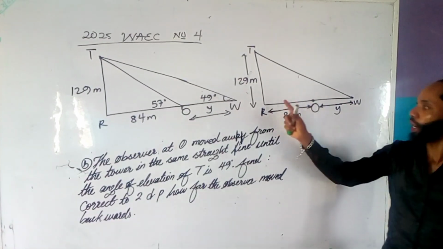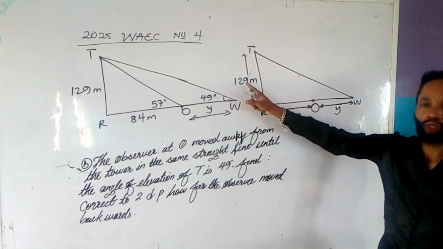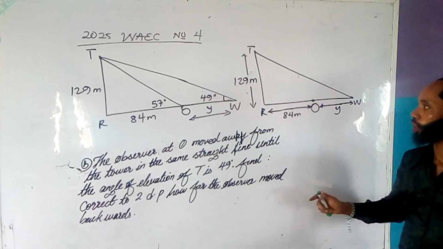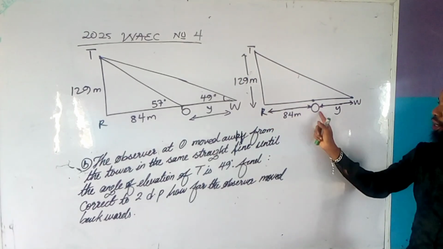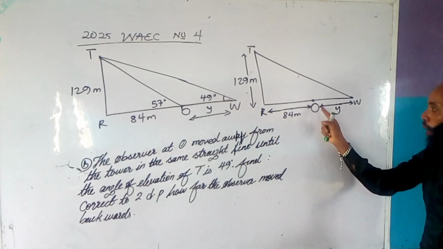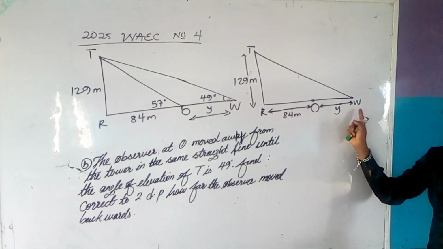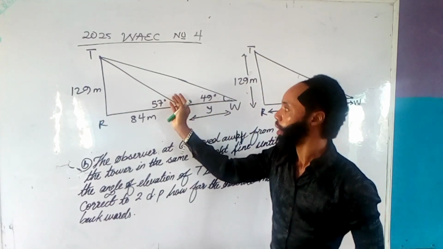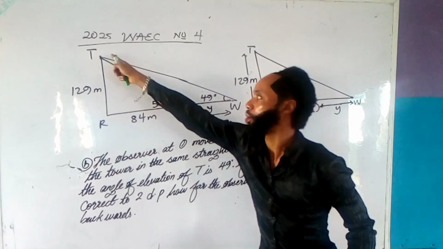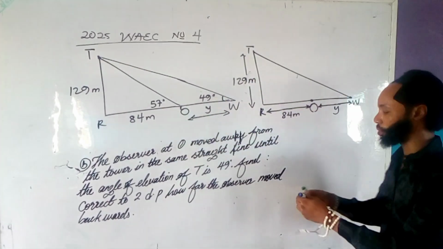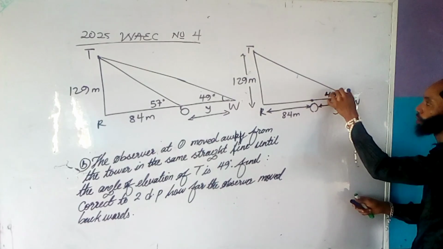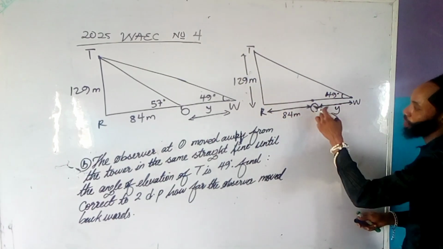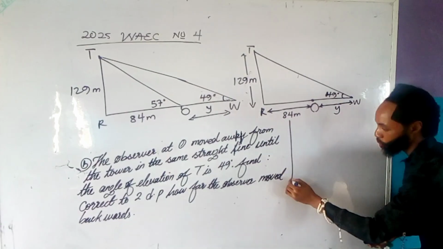Okay, we have CR as 129 meters. We have already established that from our last question. Now we have OR to be 84 meters. But we don't know our OW, so let our OW be Y. Then we know our angle at this point. Isolating this line, we're taking this angle, so 49 degrees. Shall we go? So let's do it. We're still using tan, and this is what we're solving for.